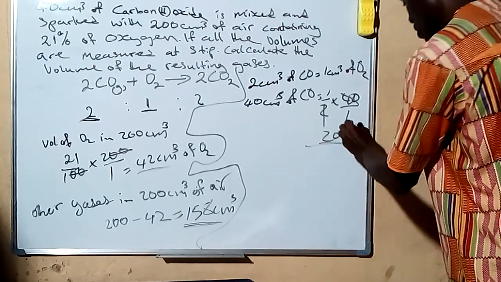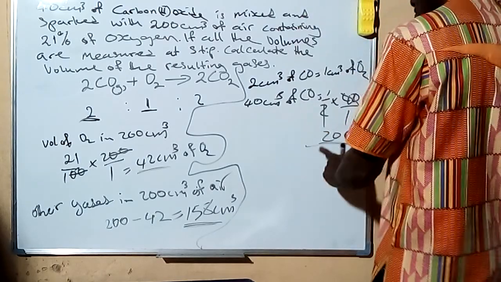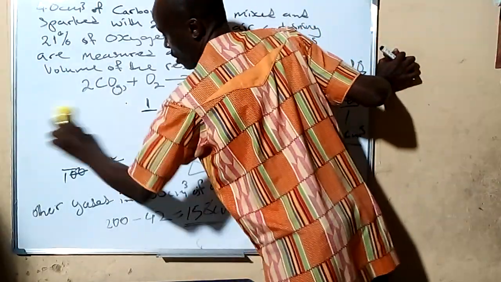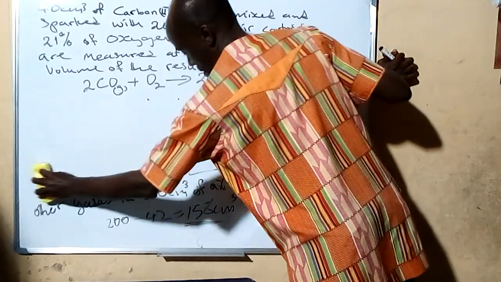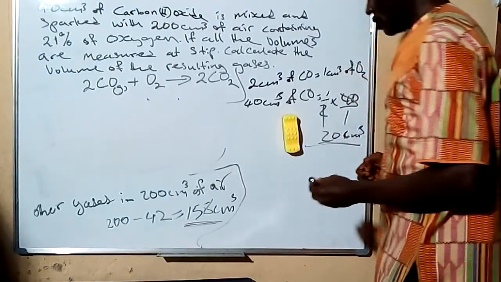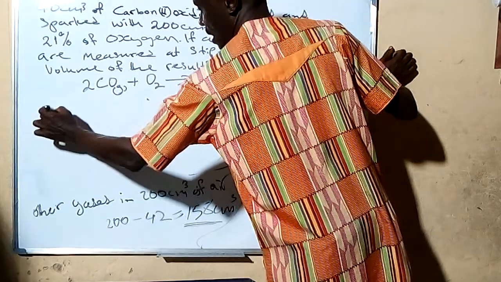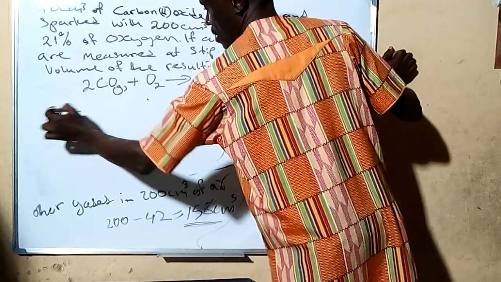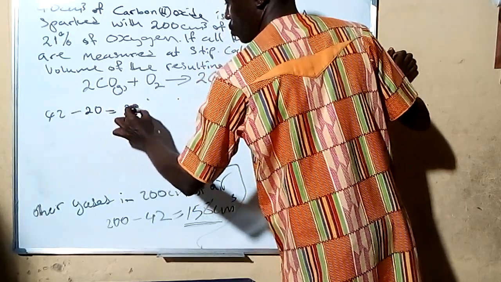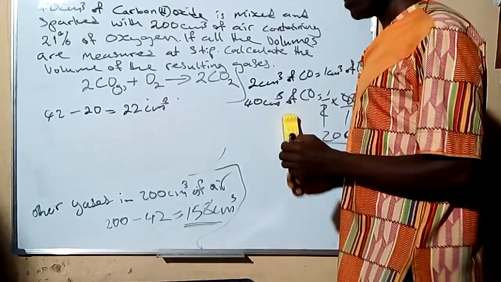So what we have here is 20 cm cube of oxygen. Having done that, it means that in our 42 cm cube of oxygen, the only thing that reacted is 20. In other words, we still have an extra oxygen gas that will remain. That means 42 minus 20 will give us 22 cm cube. This is oxygen that did not react.